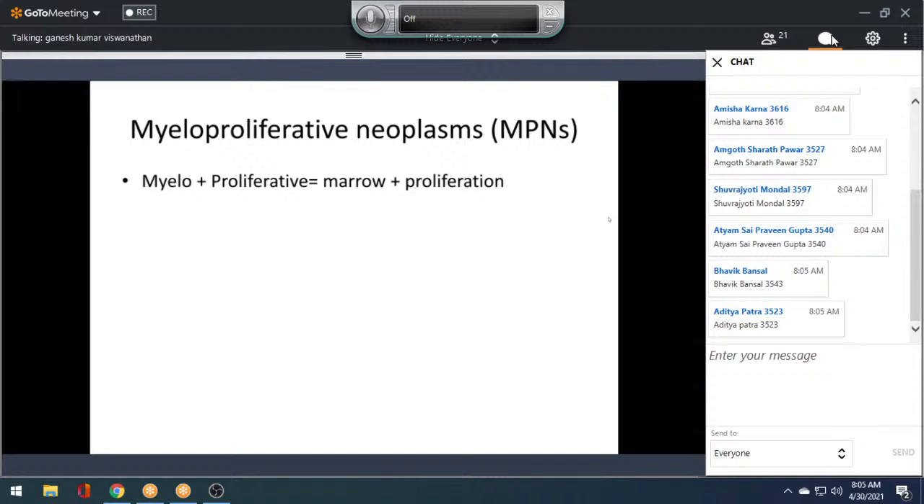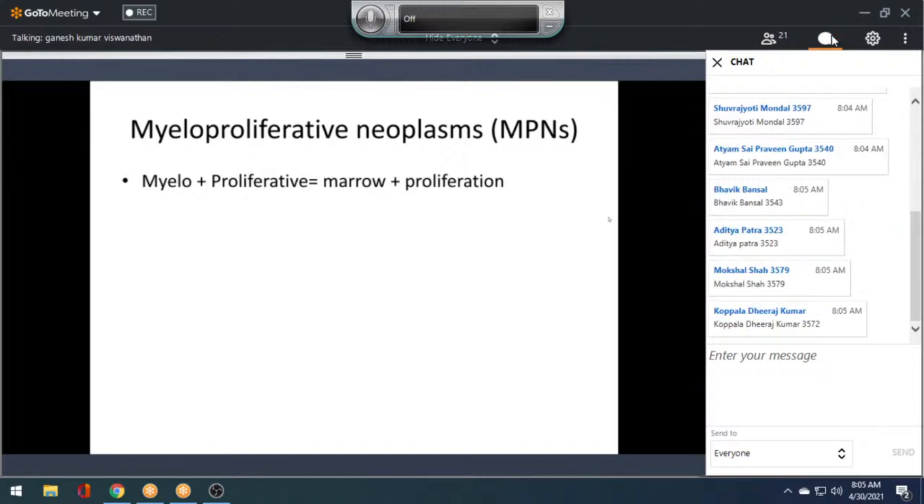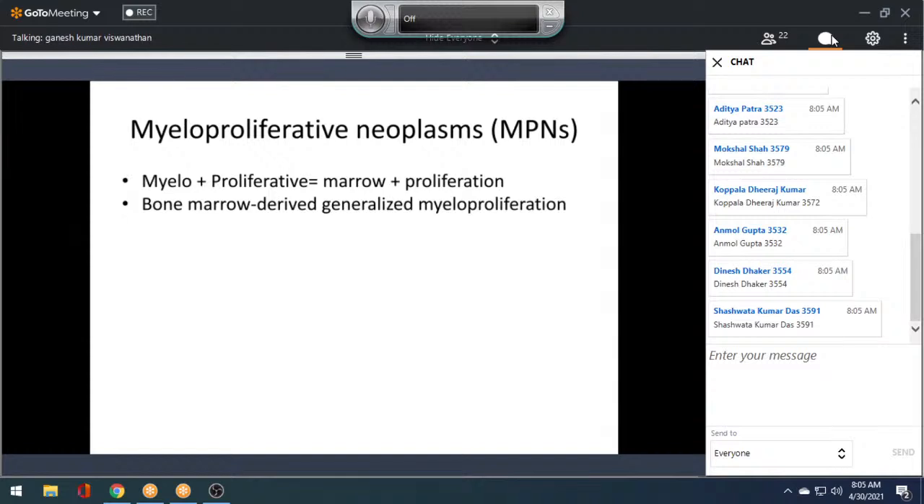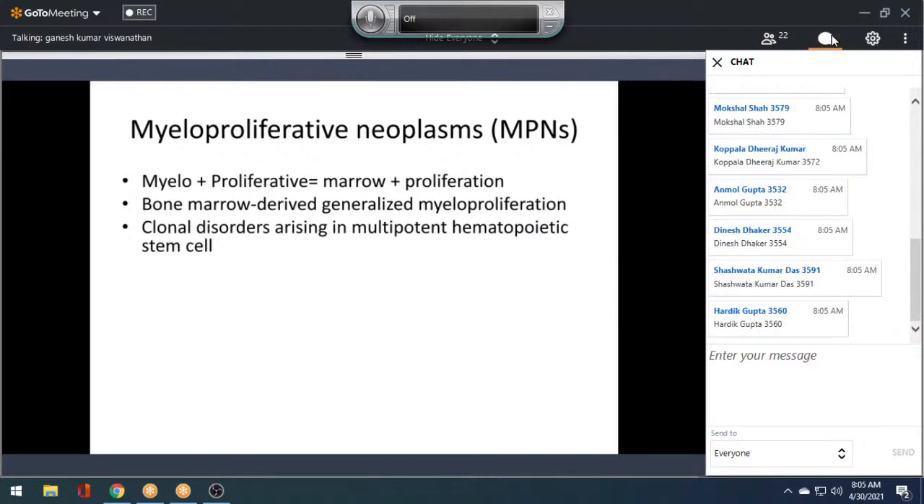This could be increase in RBCs resulting in polycythemia, increase in WBCs resulting in leukocytosis of different cell lineages, as well as thrombocytosis. So it's a generalized myeloproliferation. It is not related to any particular lineage. This arises from the multipotent hematopoietic stem cell. So normally, what does a multipotent hematopoietic stem cell do? It can proliferate into multiple cell lineages. It can proliferate into an erythroid cell, a granulocytic cell, a megakaryocyte. So in an abnormal condition or a neoplasm arising from the multipotent hematopoietic stem cell, there is increased proliferation of all these types of cells.